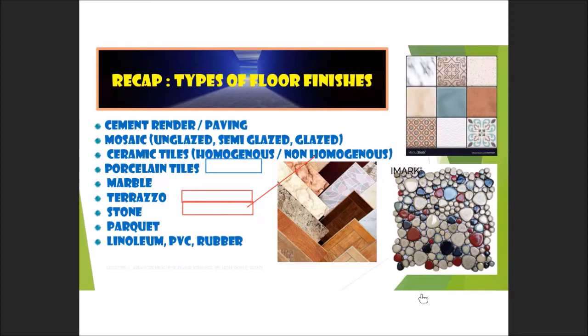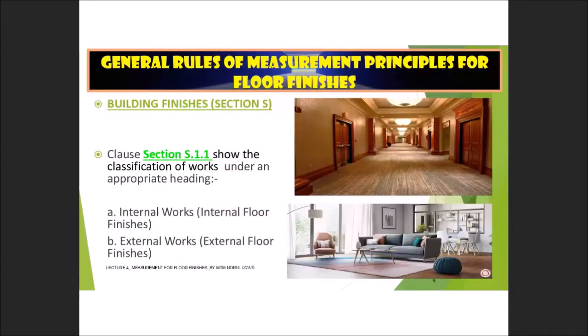Okay, so let's go to the actual clause for the floor finishes, S.1.1, which I did mention earlier. What you need to write is internal floor finishes as the element, and the second one, external floor finishes as the element. Let's say the building doesn't have any one of the categories, so you only have to write down any one.